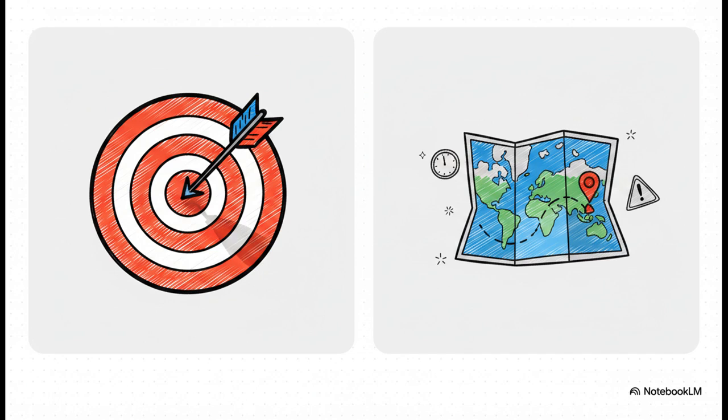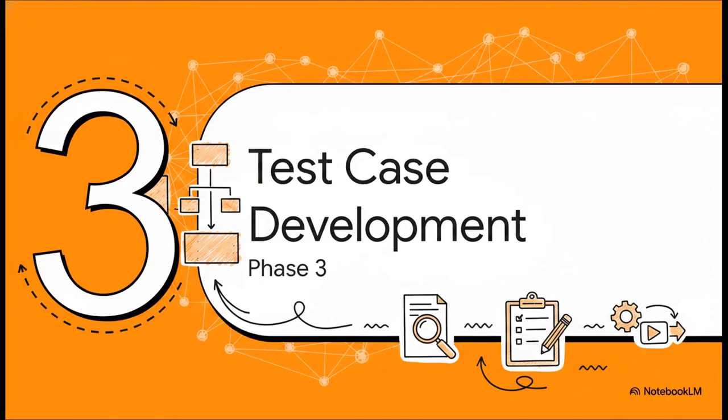Your QA lead will step in and determine the overarching strategy. Do we need more automated or manual testers? What's the timeline looking like? What are the risks? Simply put, Phase 1 gives you the target, and Phase 2 builds the map to actually get there. All right, Section 3, developing your test cases.